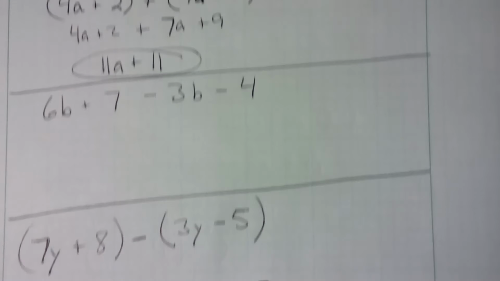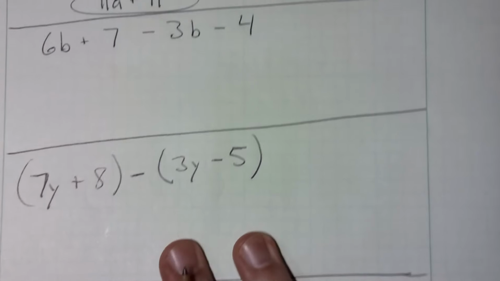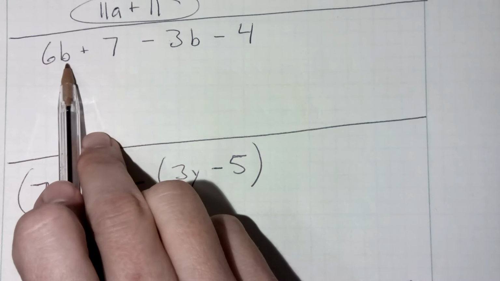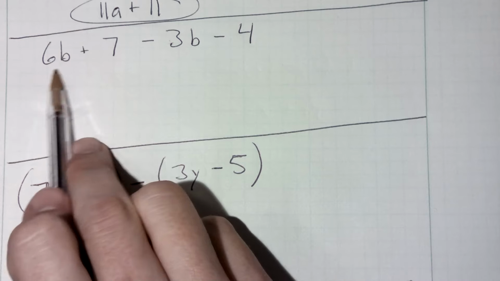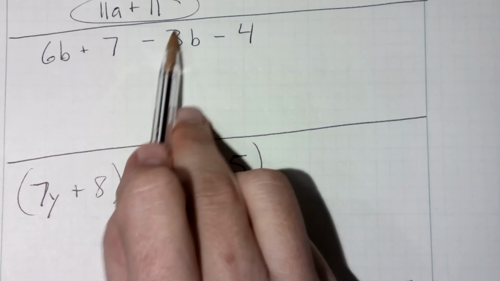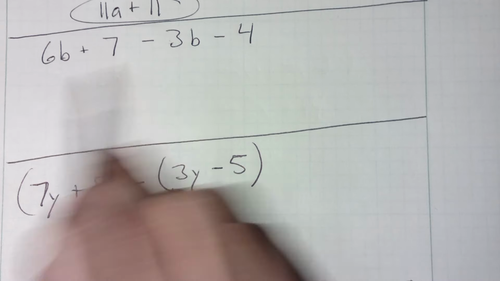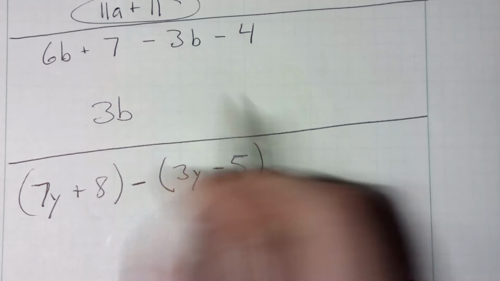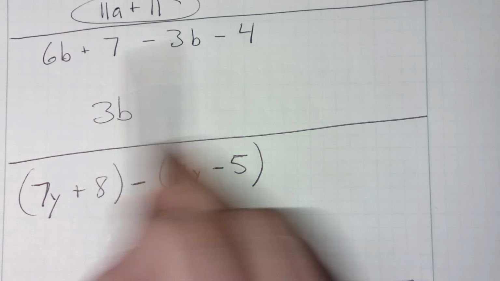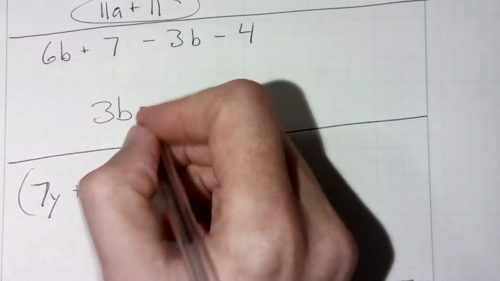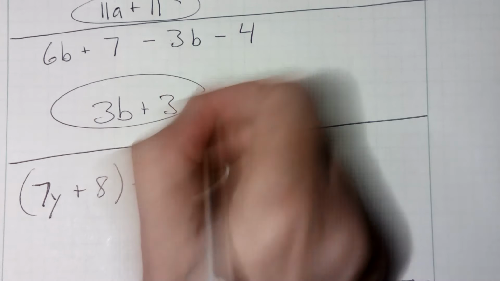But they will start throwing in minus signs, so we've got to be careful when minus signs are being thrown in. Again, if there's no parentheses, it's still not too difficult. 6b minus 3b, keeping the minus with the term that it's in front of. So 6b minus 3b would be 3b. And then the positive 7 minus the 4, well, 7 minus 4 is 3. And we get 3b plus 3.